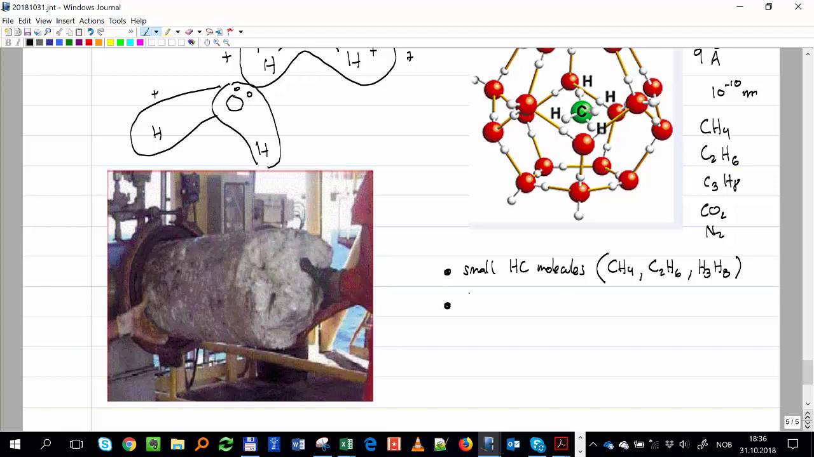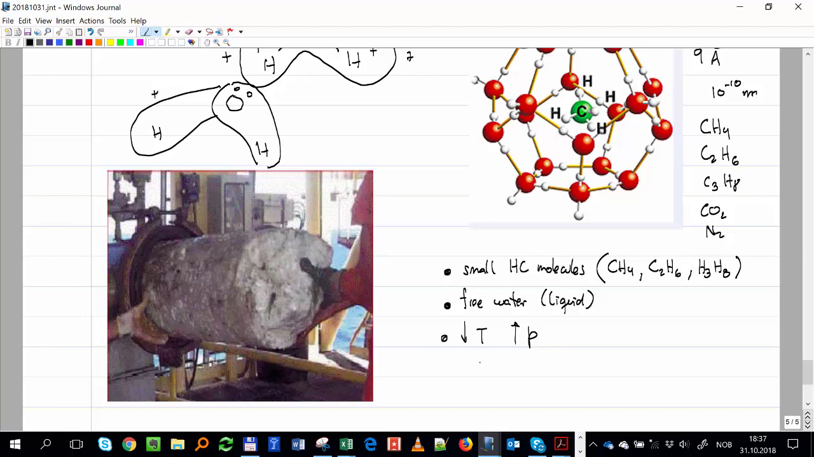Okay, you have to have free water. The water has to be liquid and has to be out. It cannot be just evaporated in the gas. You have to have free water, okay, liquid. And the next condition is low temperature and relatively high pressure.